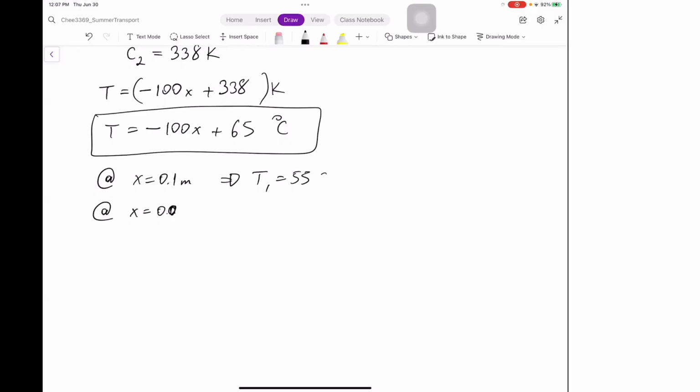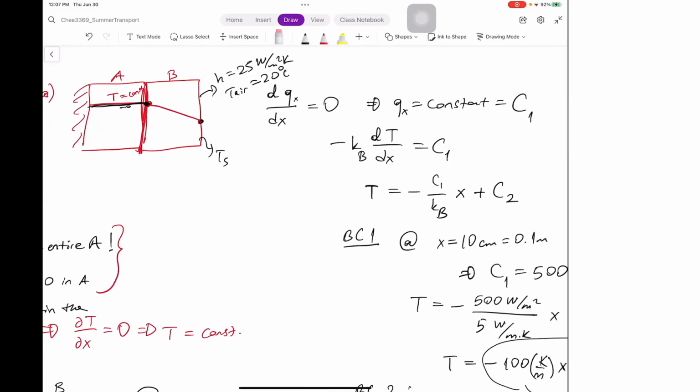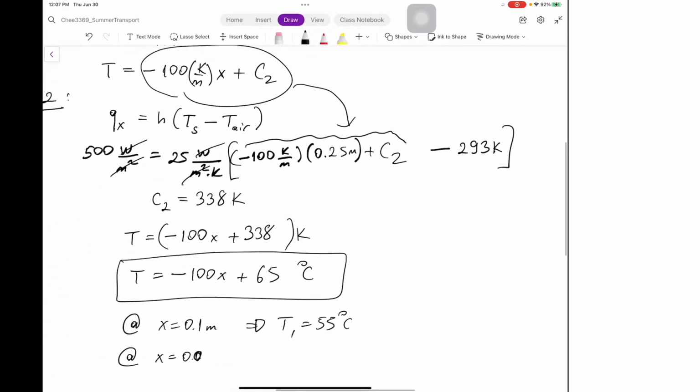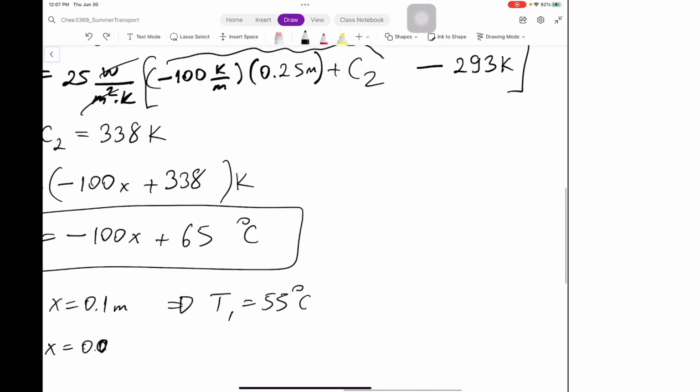So, Professor, that -100 has a unit of Kelvin per meter. So if we're changing to Celsius, doesn't it affect the -100 as well? It's an excellent question. Have a look at this. This is the difference in the temperature. This is the absolute temperature part of it. We must not change the -100x.